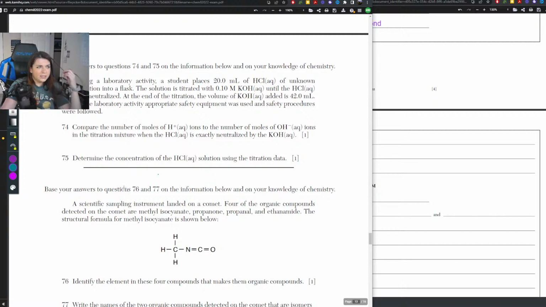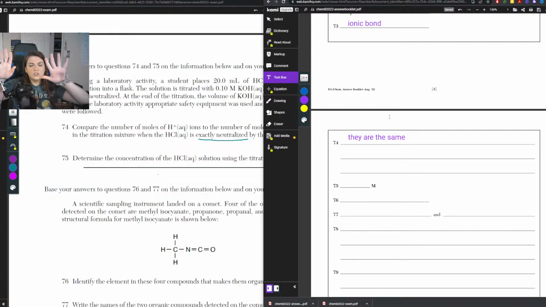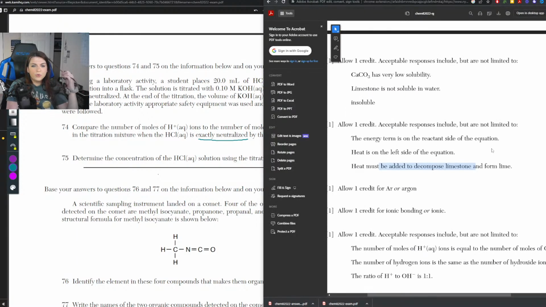The key term in this question is that it's exactly neutralized. If it is exactly neutralized, you have exactly the same number of hydrogen ions as you have hydroxide ions. And if you have the same number of ions, you have the same number of moles. That's what makes it neutral. That's why water is neutral. Water is neutral because the formula is HOH, or H2O. So that is what the answer is.